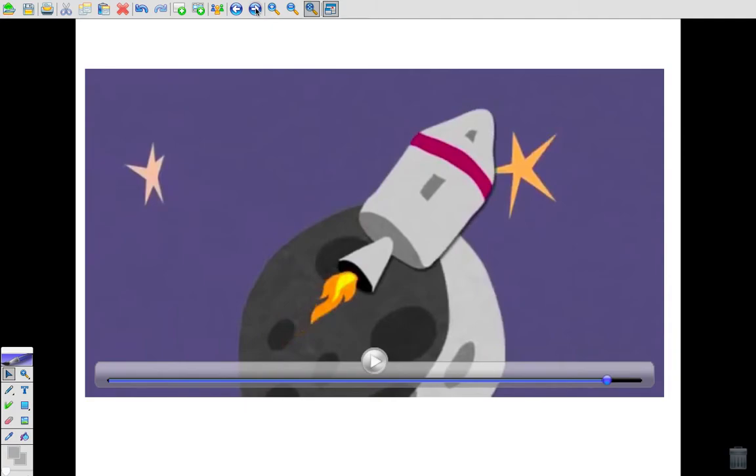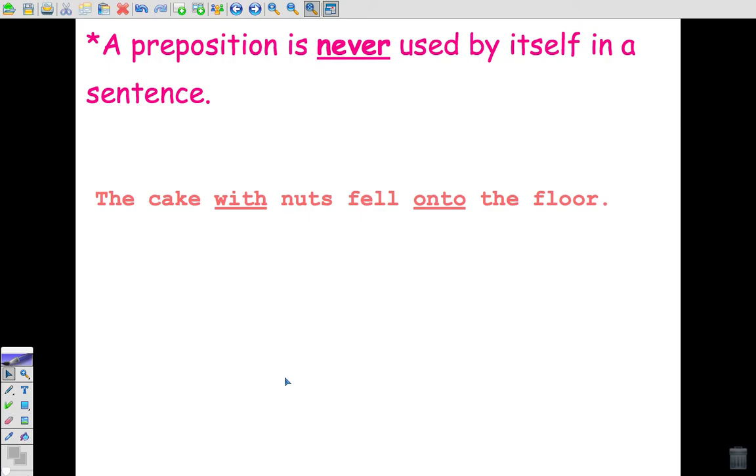A couple more things about prepositions. A preposition is never used by itself in a sentence. We might get into that later on, but I don't want to confuse people. In the sentence, he walked up the stairs, up is a preposition. But if he just said, he walked up, period, up becomes an adverb. So that's why we need to realize that a preposition is never used by itself. It always has an object of the preposition and some adjectives and other words to help describe it.